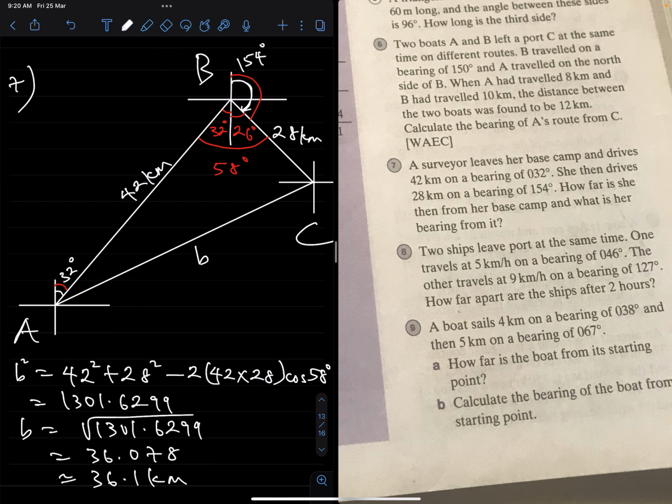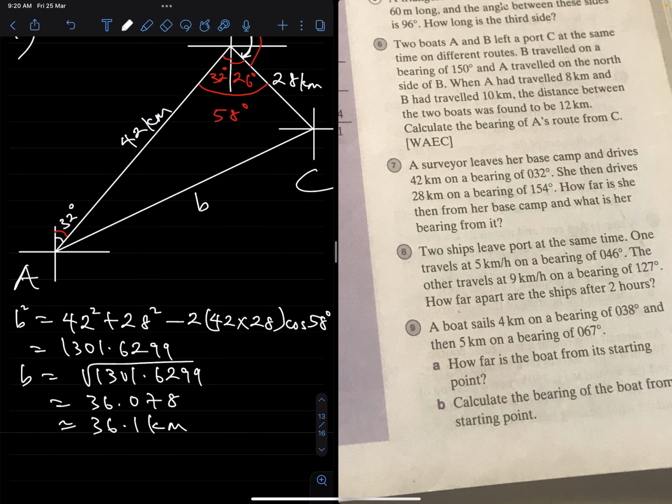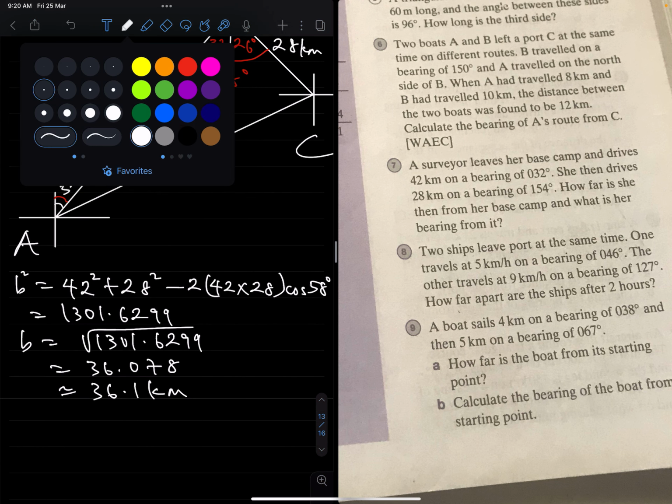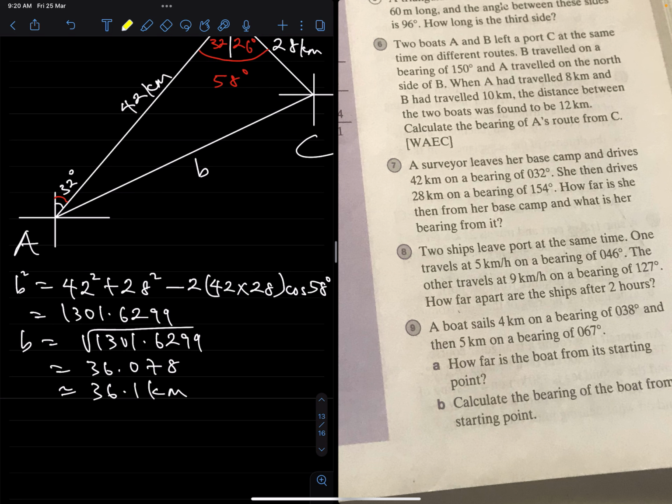Now we want to find the bearing of his final position, which is C, from where he started, from A. So we are finding the bearing of C from A, and that's this angle. The bearing of C from A is this angle. The angle from the North at A to the line that joins A to C, that's the bearing. So if I know this angle, I want to call this theta. If I know theta, I'll just add it to 32 to get the bearing of C from A, because that will give me the whole of this.